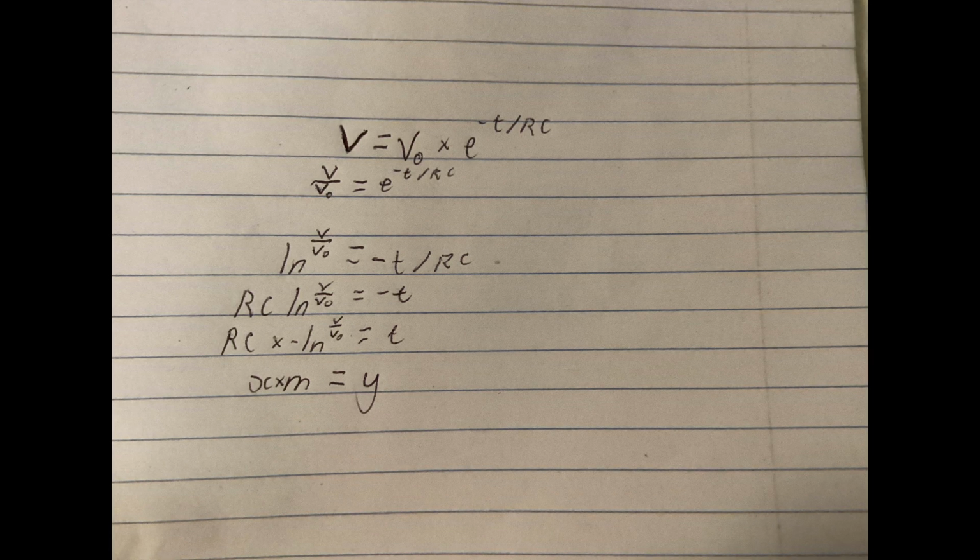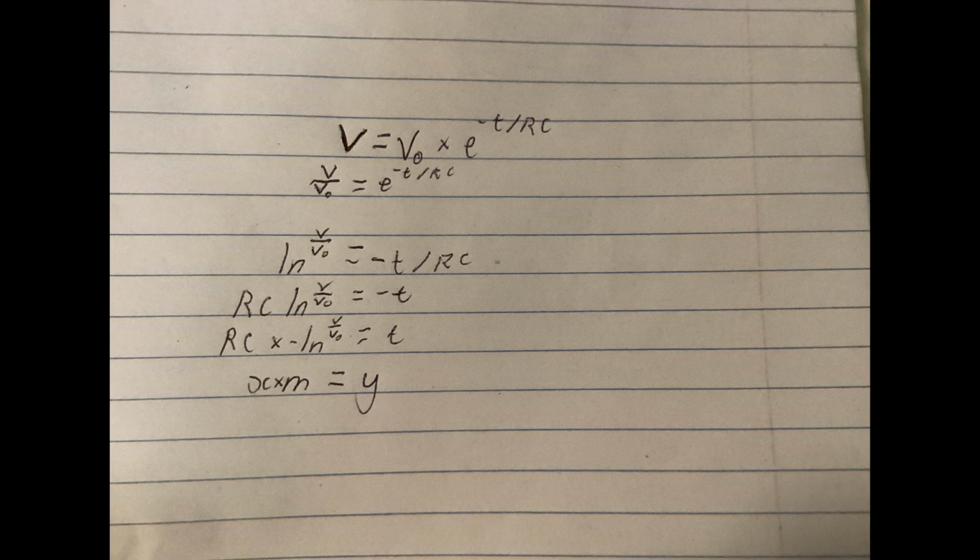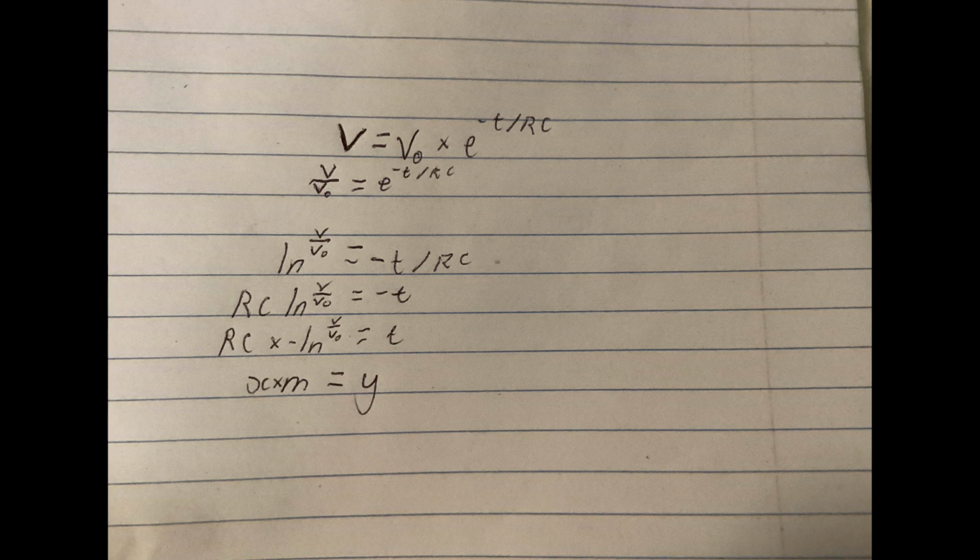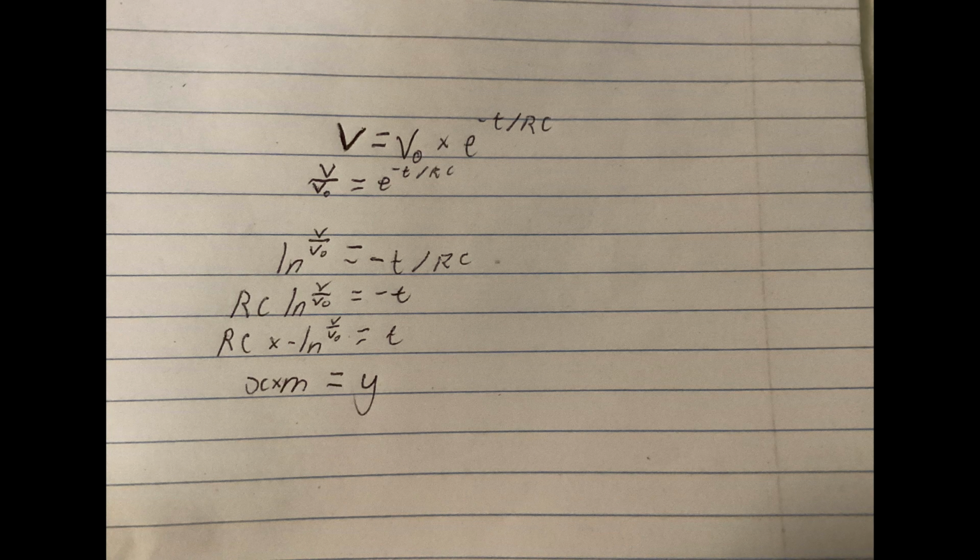If we manipulate this equation, we find negative RC times the natural log of V over V0 equals t. This linearized equation will allow us to evaluate the accuracy of the experiment by allowing a comparison of the theoretical gradient and the experimental one.